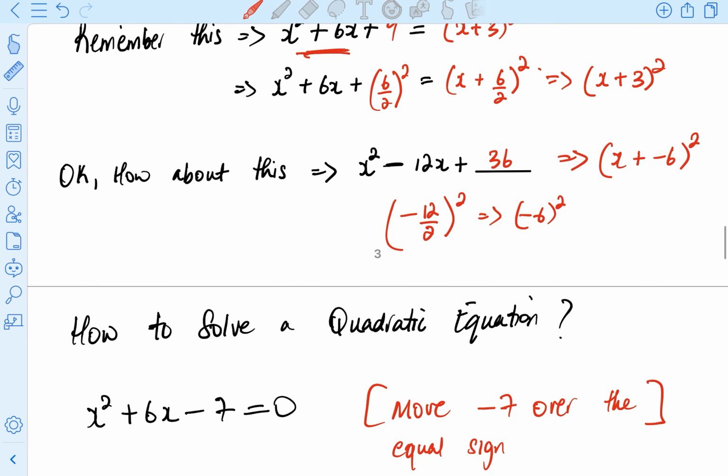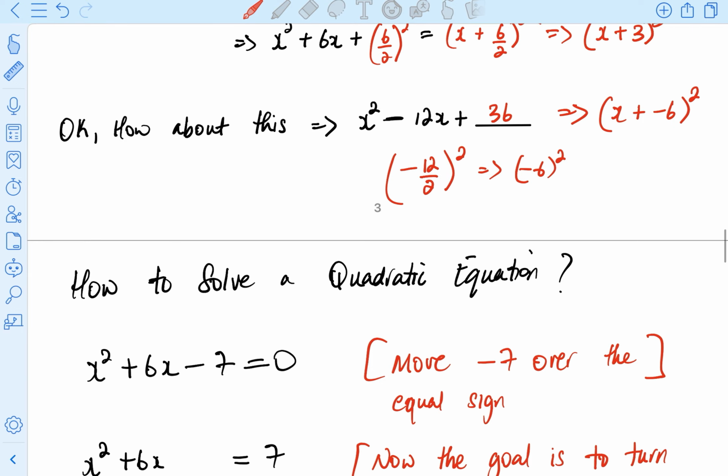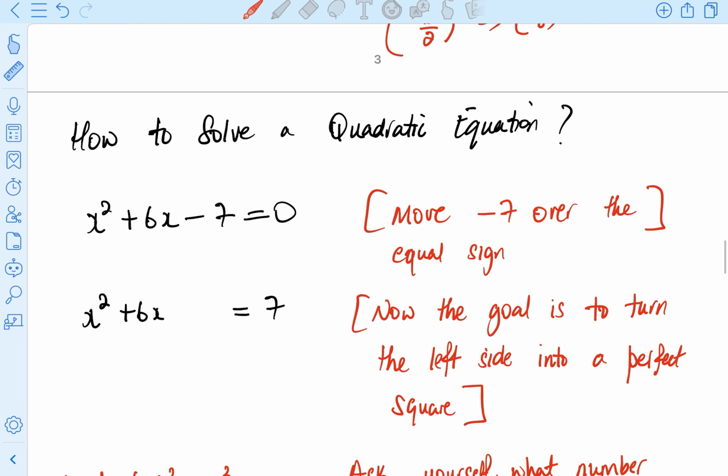So how do we solve a quadratic equation? I have a simple question, and I'm just going to walk you guys through the question, showing you what we did each step of the way. So here's the question. X squared plus 6x minus 7 is equal to 0.